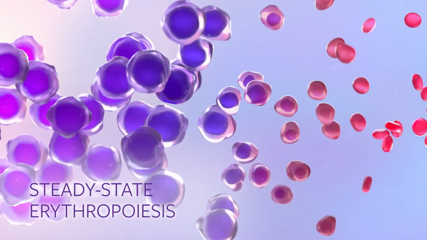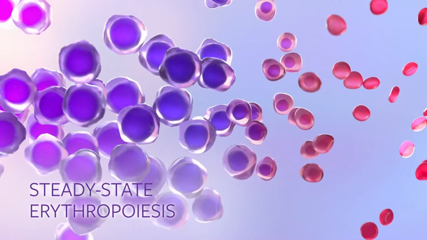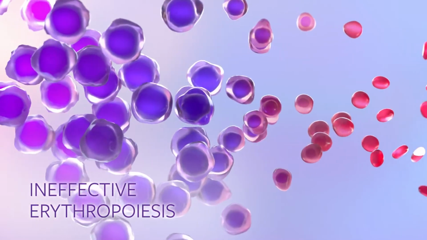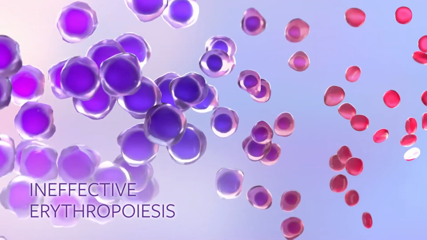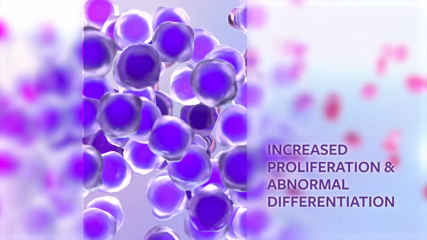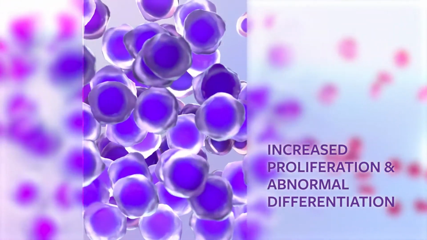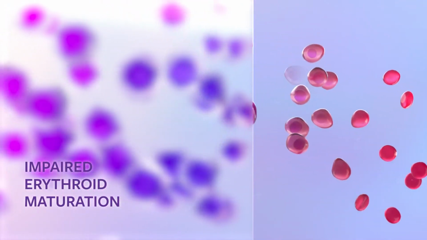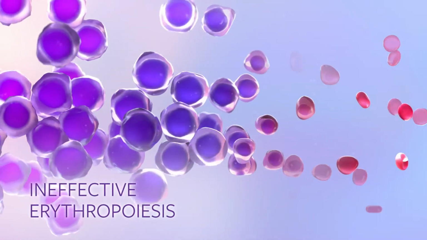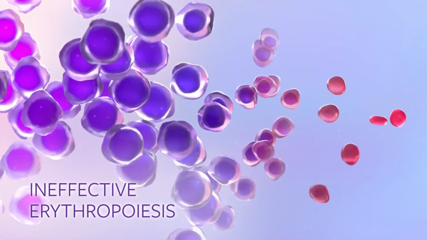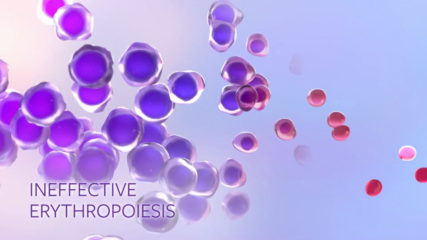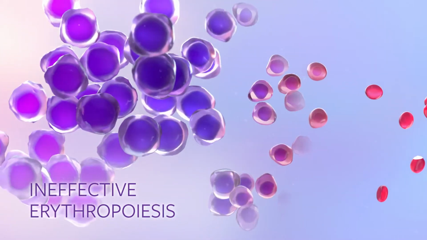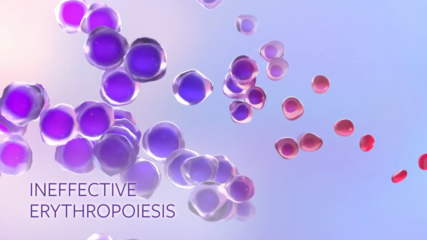Under normal circumstances, erythropoiesis results in the production of mature red blood cells. Compared with steady-state erythropoiesis, ineffective erythropoiesis is characterized by three factors: increased proliferation and abnormal differentiation of erythroid progenitors, increased death of erythroid precursors, and impaired erythroid maturation. This results in a low production of red blood cells and anemia, which is common in certain hematologic disorders. A major factor that has been shown to contribute to ineffective erythropoiesis is increased activity of TGF-beta superfamily ligands.